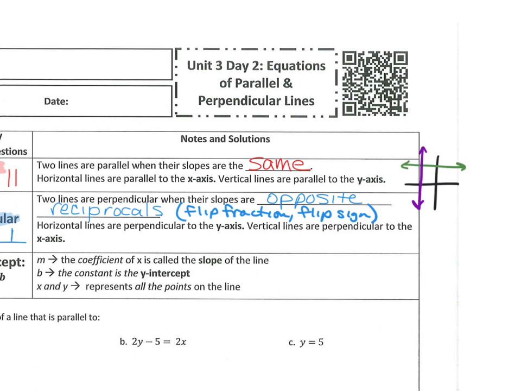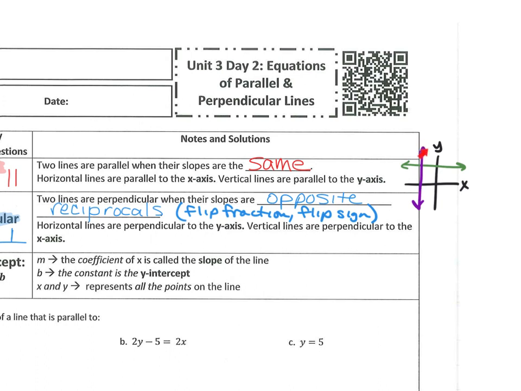My horizontal line is the green one. Which axis, X or Y, is the green line parallel to? The x-axis. So the green line, horizontal lines are parallel to the x-axis. They go the same direction. The purple line is parallel to which axis?